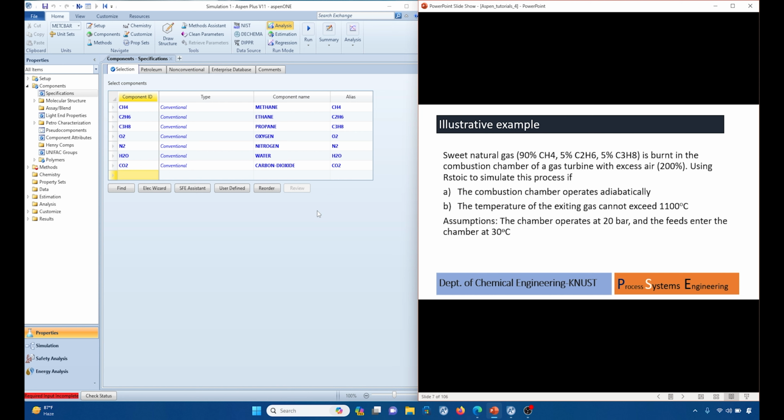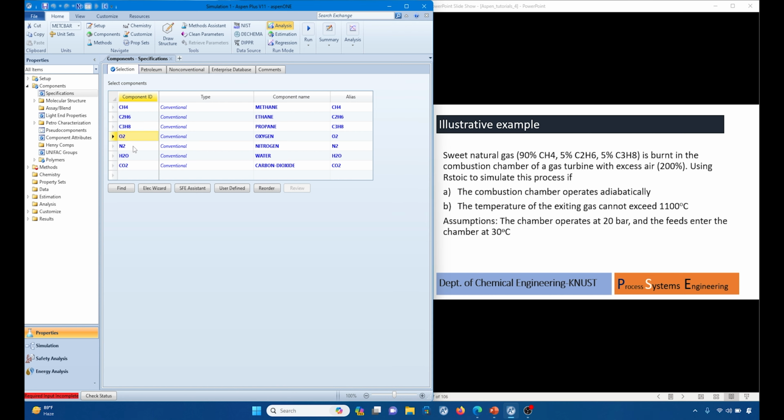We're going to attempt to solve this example using the stoichiometric reactor, RStoic, and we are going to vary the conditions and see what effects it has on the process. Here, sweet natural gas in these proportions is burnt in the combustion chamber of a gas turbine with excess air. We have to use RStoic to simulate the process. So here we have the components: the natural gas components, components of air, and some of the expected products from the reactions. Since these are combustion reactions, we expect water and carbon dioxide.